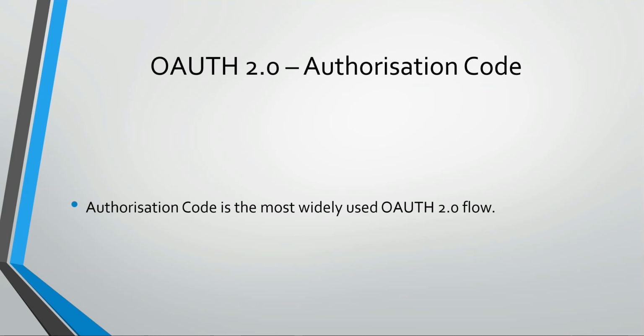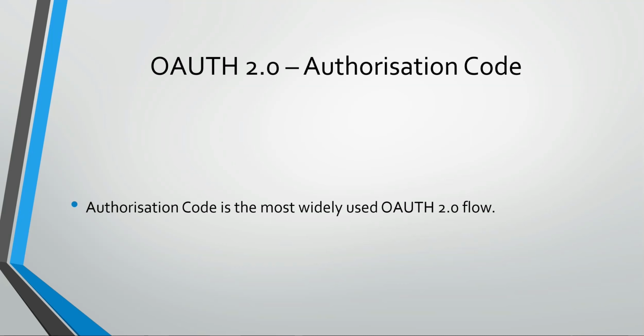Now that we've learned that OAuth 2.0 is an authorization standard or a specification, and we've also learned about the common terminology used in OAuth 2.0, let's take a look at one of the grant types or flow types that we talked about before. The most widely used grant type or flow type is called authorization code.